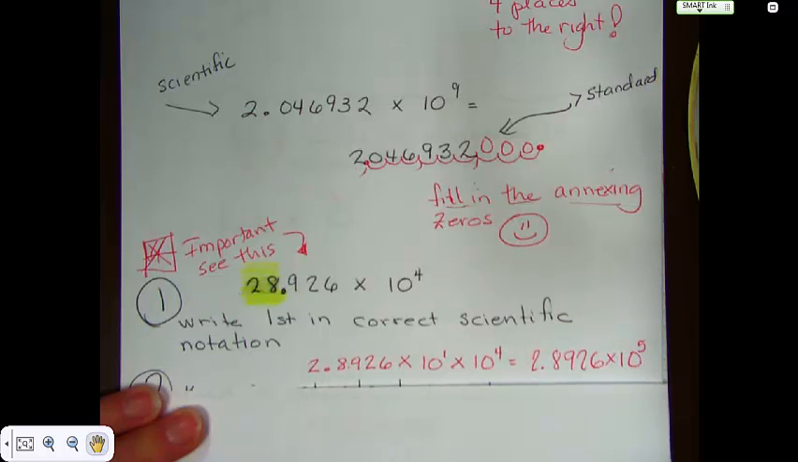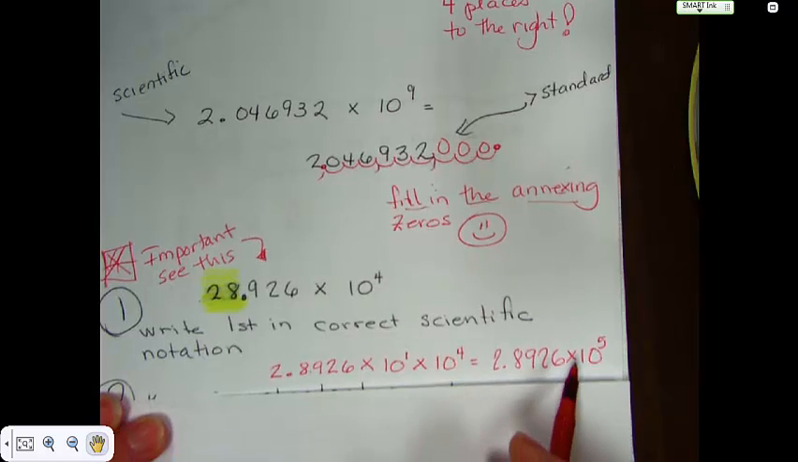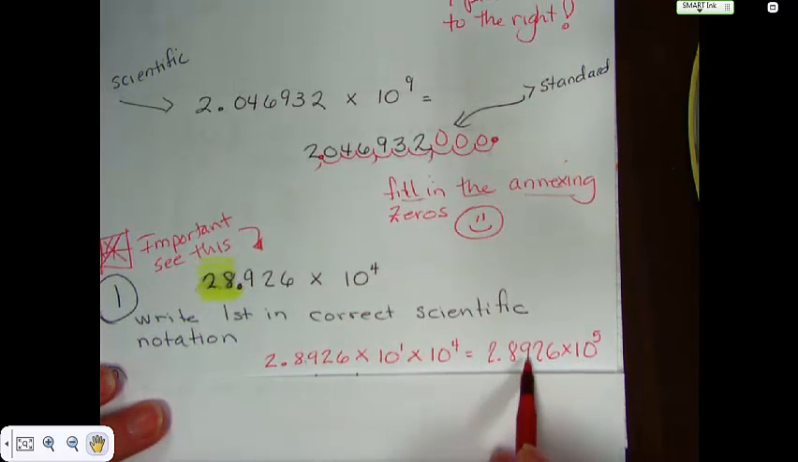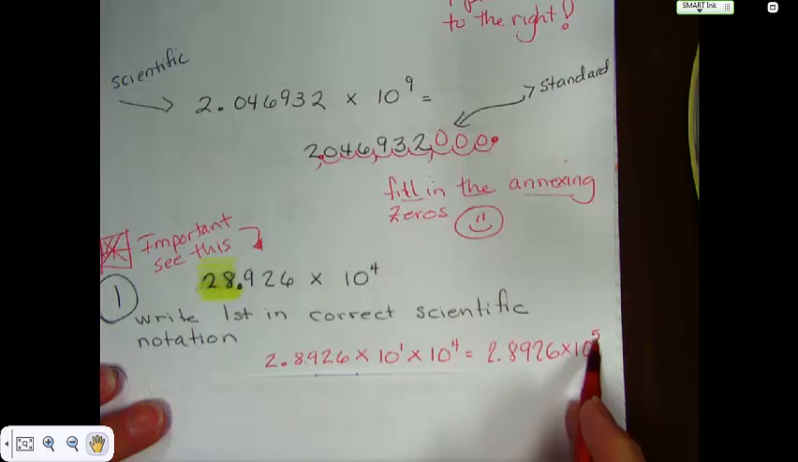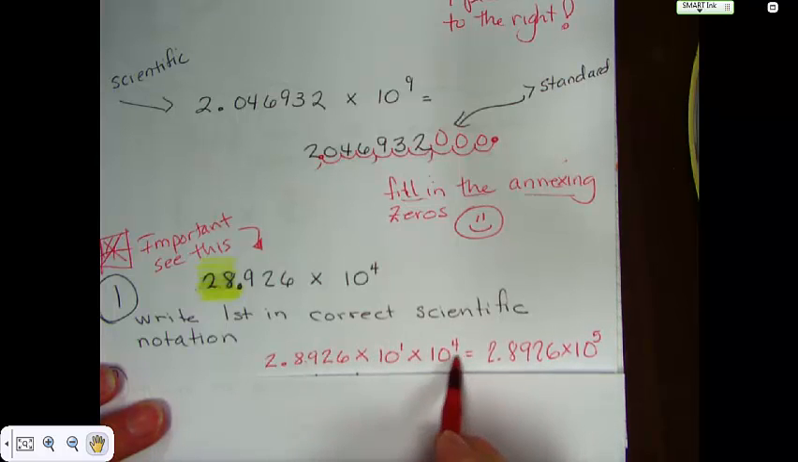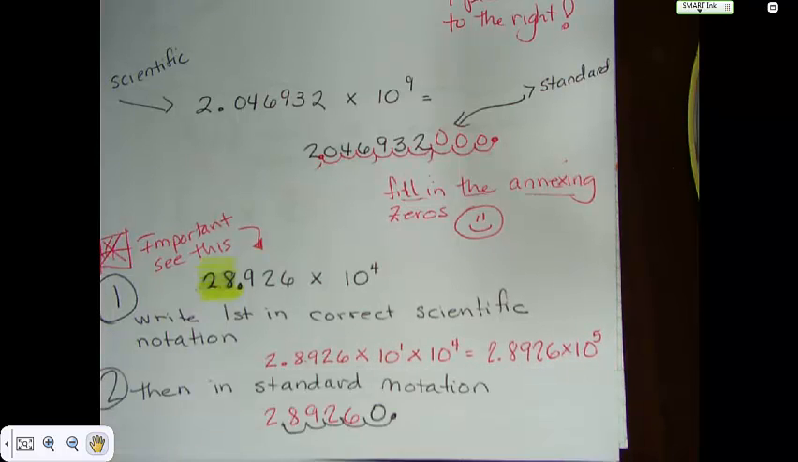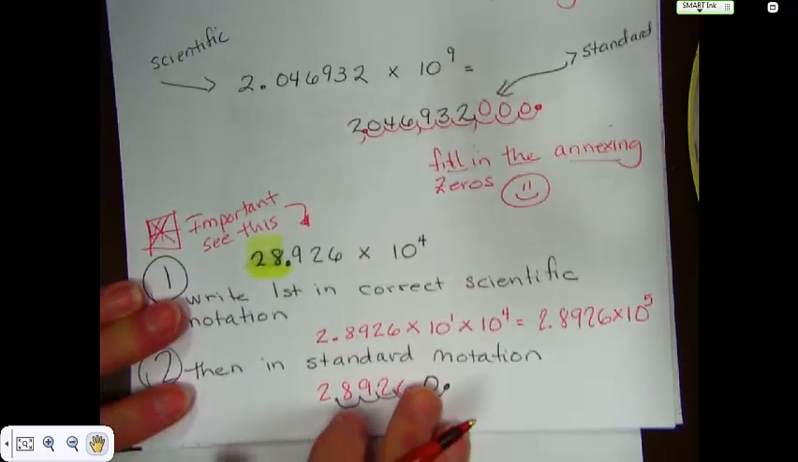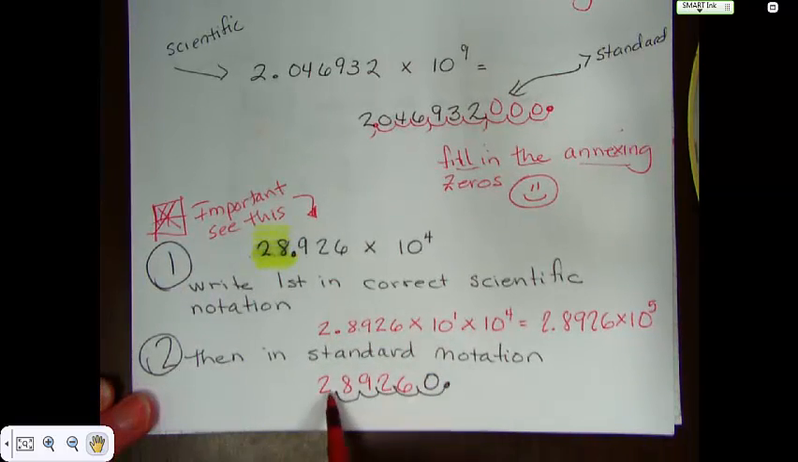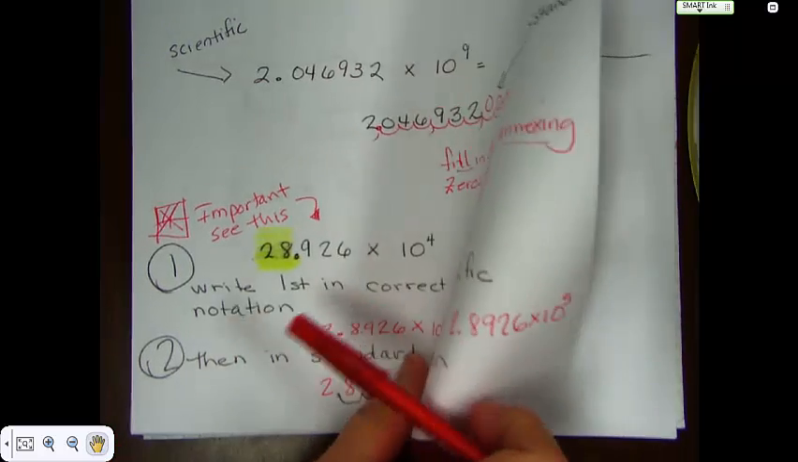And if you get confused about that, just ask me. And then you would have 2.8926 times 10 to the fifth, because when you multiply, you add the exponents. And then if you were to write it in standard notation, it would look like this. It's this number times 10 to the fifth power, so 1, 2, 3, 4, 5, add the annexing 0, and you would be good.